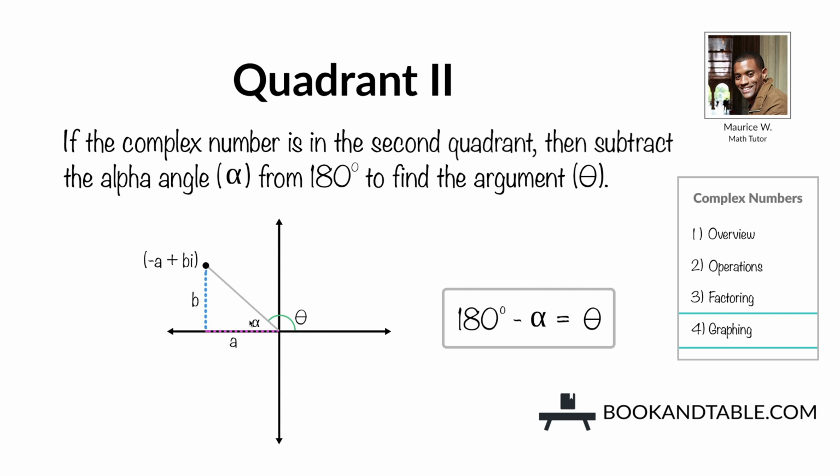Calculating alpha, we'll still use the inverse tangent, or the opposite side over the adjacent side, to figure out what the alpha is, just like we did in quadrant 1 for theta. Except here we'll calculate alpha and then subtract it from 180 degrees.